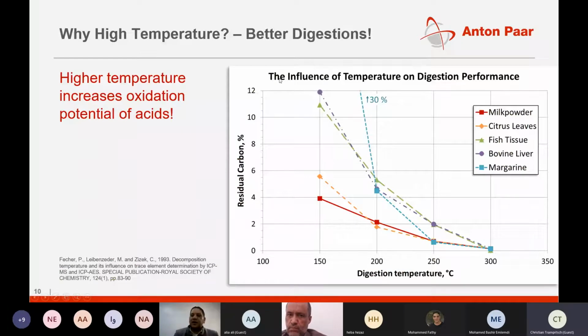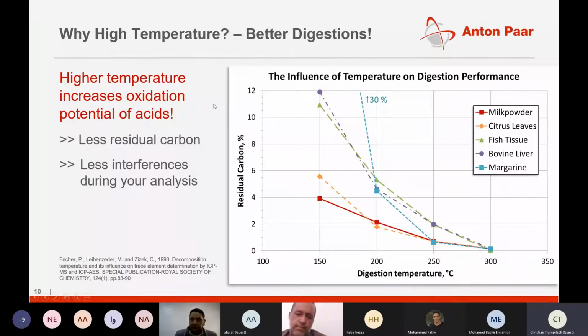There is a nice chart here showing you the residual carbon as a measure of the degree of digestion. And you see that this residual carbon decreases with increasing temperature. Less residual carbon means also that we have less interferences during analysis, which is nowadays of less importance than it was before, because the analytical equipment which is available today has become more and more robust. But anyway, better digestion will definitely let you have a more appropriate analysis.